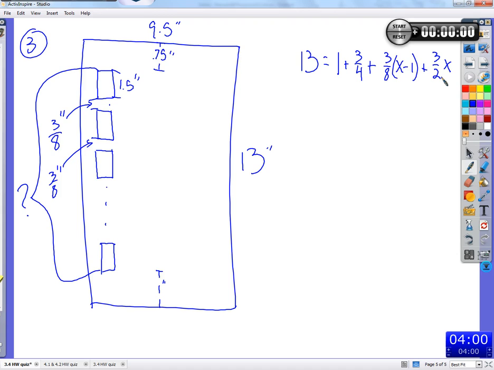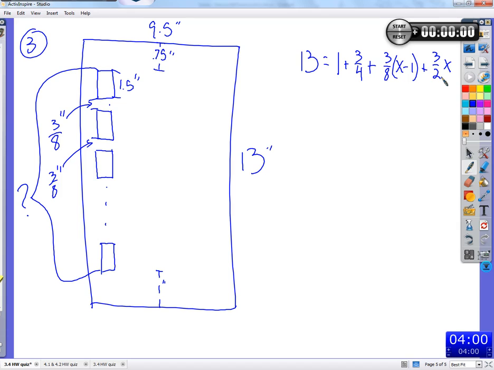Is that everything? Should all that add up to 13? Okay, so now let's solve for x. How do we solve for x? X is the number of pictures. We just need to solve for x. Anything we can do at all?